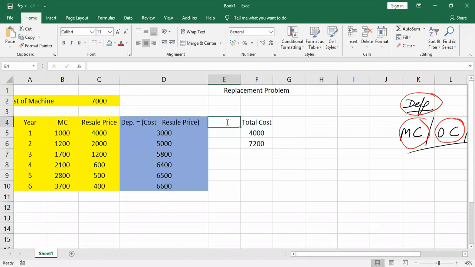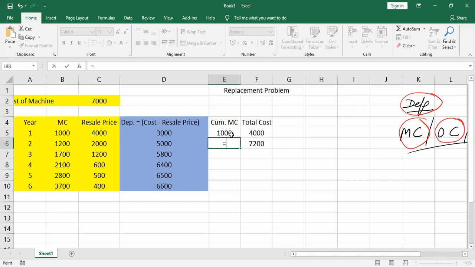I'll do one thing. I will calculate cumulative maintenance cost, so it becomes easy, right? Cumulative maintenance cost in the first year is 1,000 only. For the cumulative maintenance cost in 2 years, 1,000 plus 1,200. You are well aware of how to calculate cumulative frequency. Similarly, we calculate cumulative maintenance cost. So 1,000 plus 1,200 is 2,200.